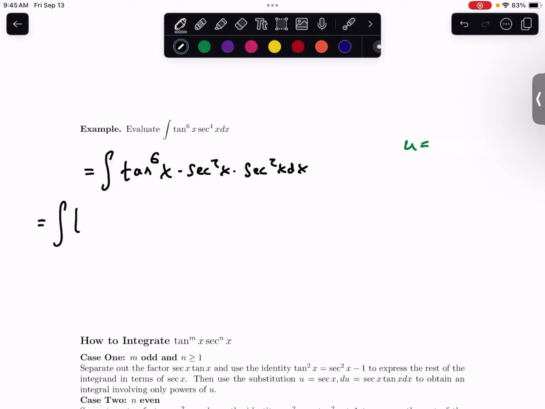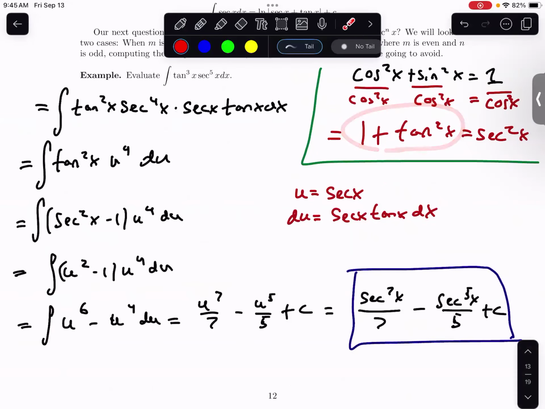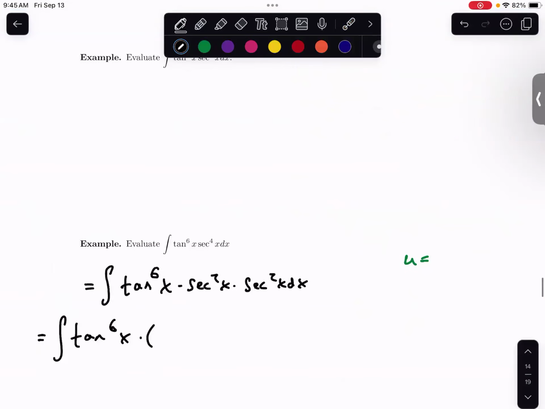So this is the integral of tangent to the 6th power of x. Secant squared, by the Pythagorean identity, is the same thing as 1 plus tangent squared. So this is times 1 plus tangent squared of x, and we're multiplying by secant squared of x dx.